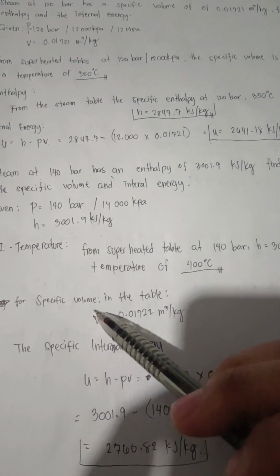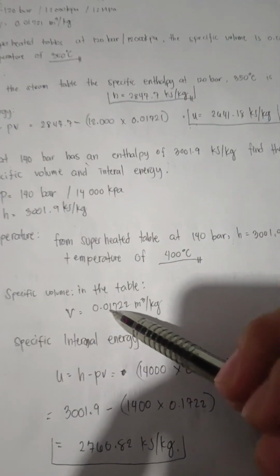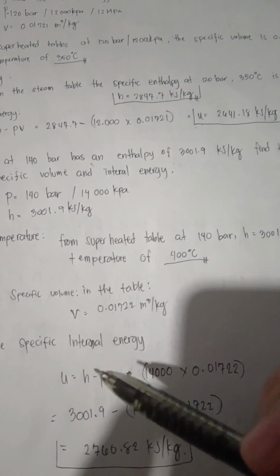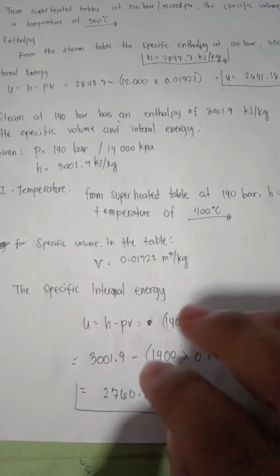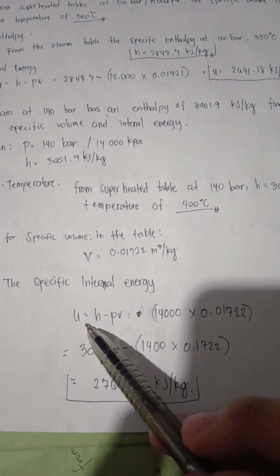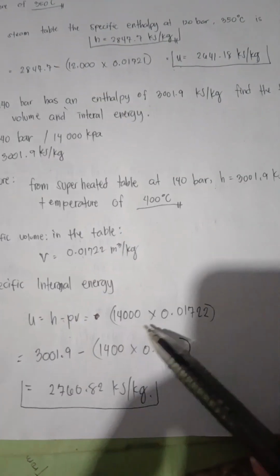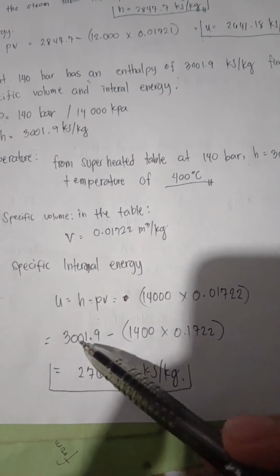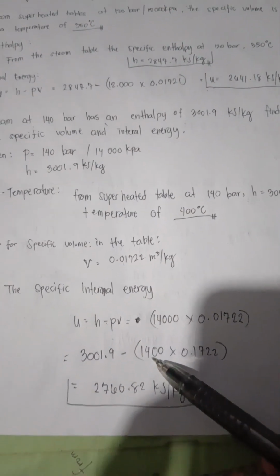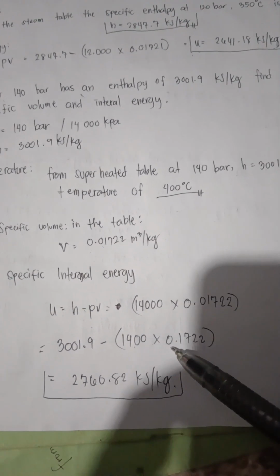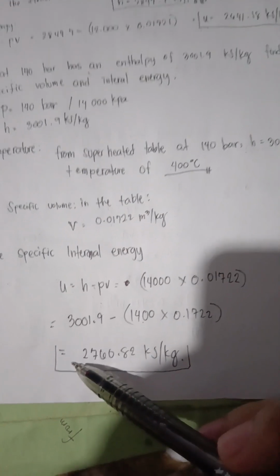For specific volume, based on the table, the volume is equal to 0.01722 cubic meters per kilogram. We can now solve for the specific internal energy. Internal energy is equal to enthalpy minus pressure times volume. Substitute the given values: 3001.9 minus 14,000 times 0.01722.